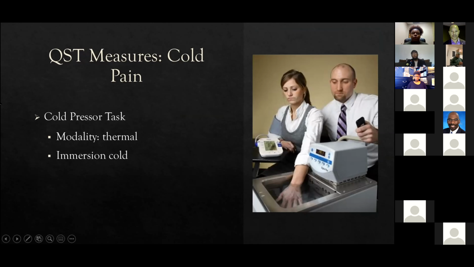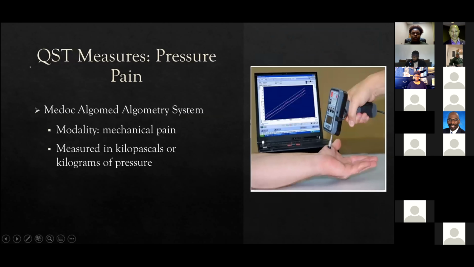We can also use a cold pressor. What this picture on my right shows is someone dipping their hand into very cold water, and they're able to rate their pain also from 0 to 100, and it gives you a sense of how sensitive people are to cold pain. And then another thing we use is our ergometer. What this does is measure sensitivity to mechanical pain and also mechanical pain thresholds. We apply pressure to people's forearm and their trapezius, and we'll see how much they can take.